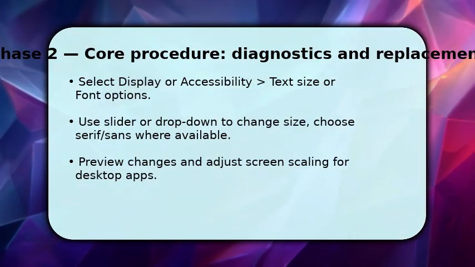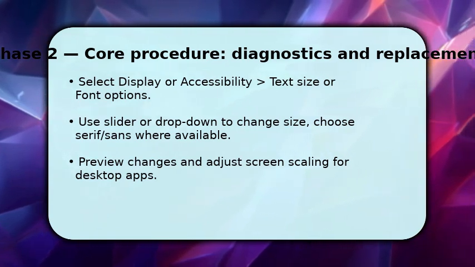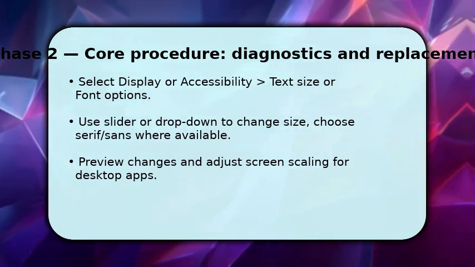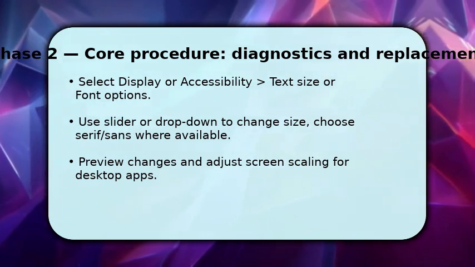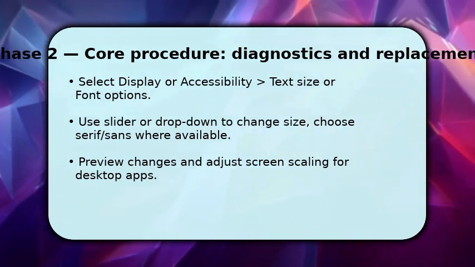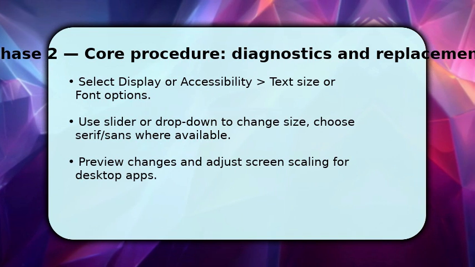Now you change the font attributes directly. Open Display or Accessibility and locate text size or font options. Use the slider to increase or decrease size, and pick a serif or sans option if the system offers font families. Once you adjust, preview text in Chrome tabs and in the launcher to ensure legibility.